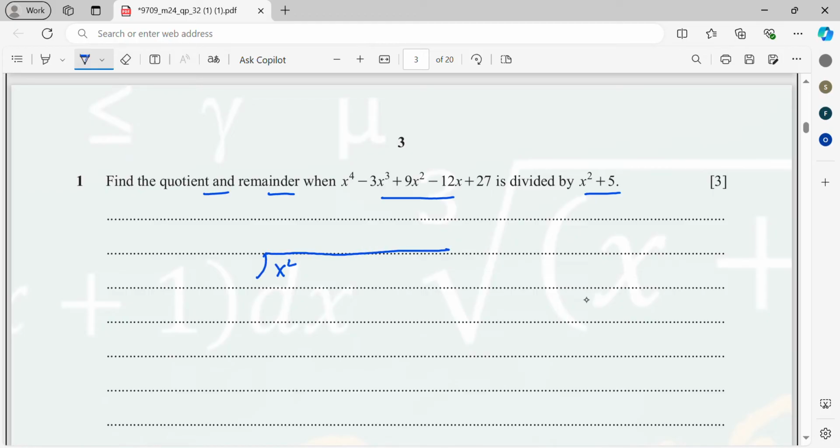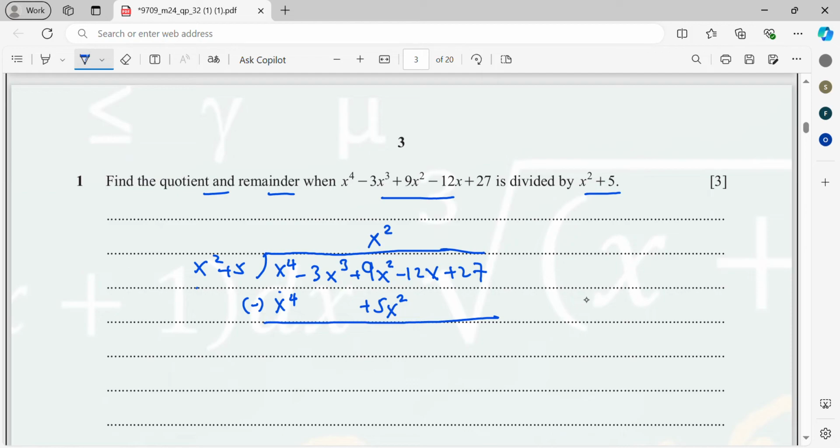So x to the power 4 minus 3x cubed plus 9x squared minus 12x plus 27 is divided by x squared plus 5. Now we need to think of a term which, multiplied with x squared, gives x to the power 4. Obviously that term is x squared. x squared times x squared gives x to the power 4. x squared times plus 5 will be plus 5x squared. Then we just subtract the terms. x to the power 4 minus x to the power 4 gives 0.